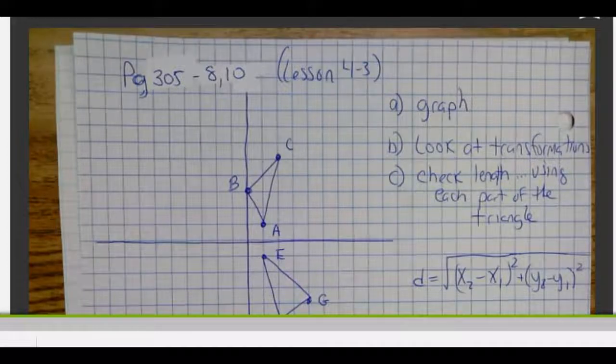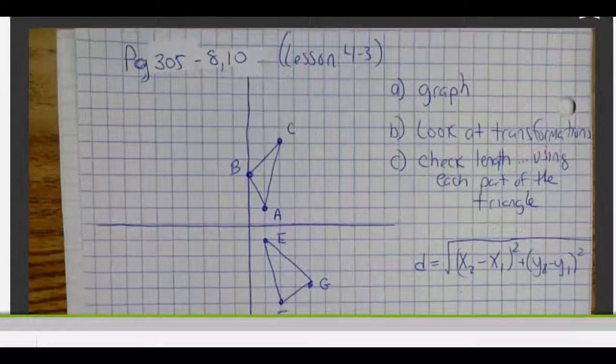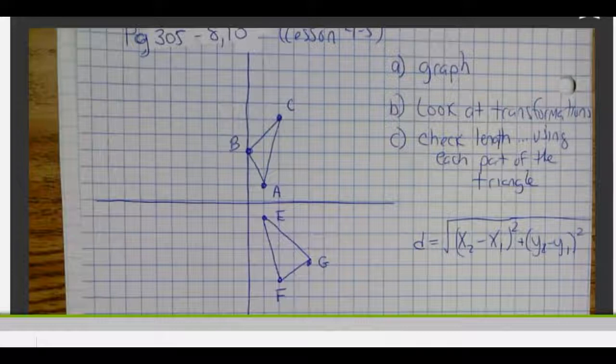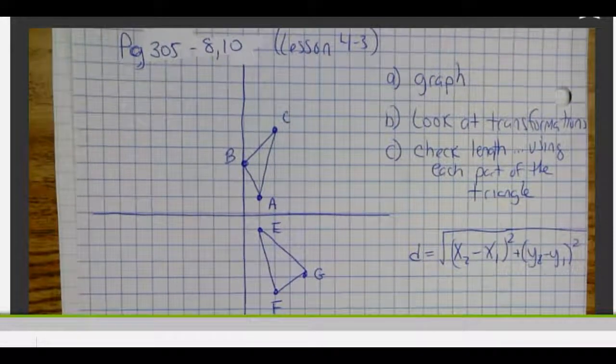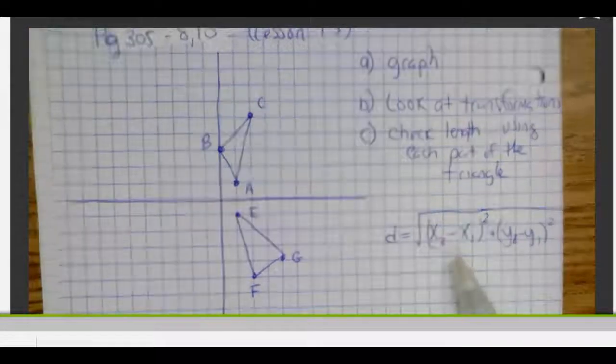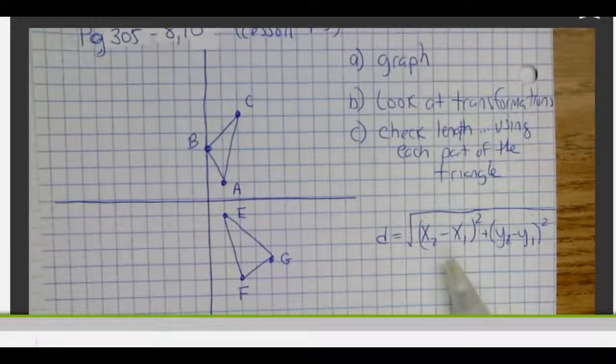Okay. Well, if those two things don't work, and we look at these triangles and probably think, they don't look congruent to me, you should always double check. One way you can do that is by checking the length of each side and seeing if they are equal to each other. We're going to do that now. We use the distance formula. We haven't used that for a while, but we did use that when we were looking at lines and angles.